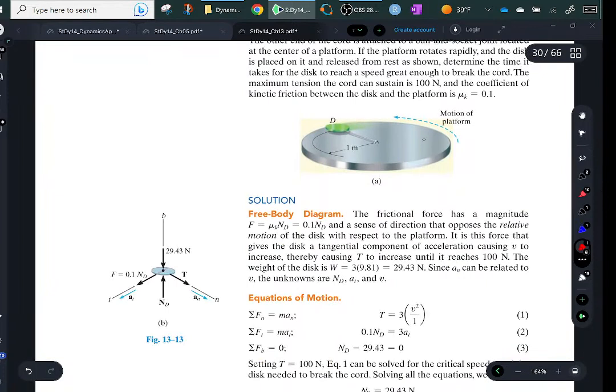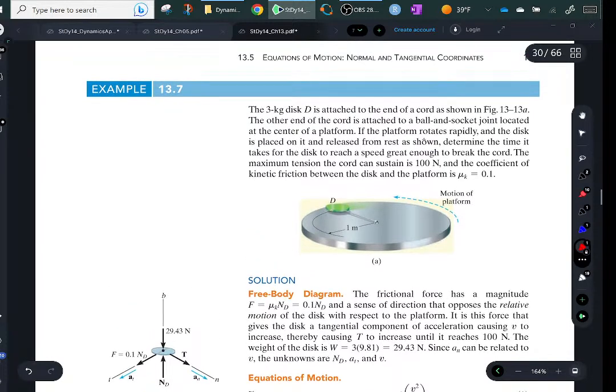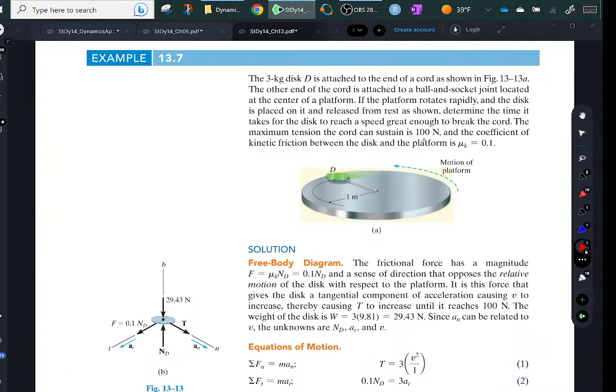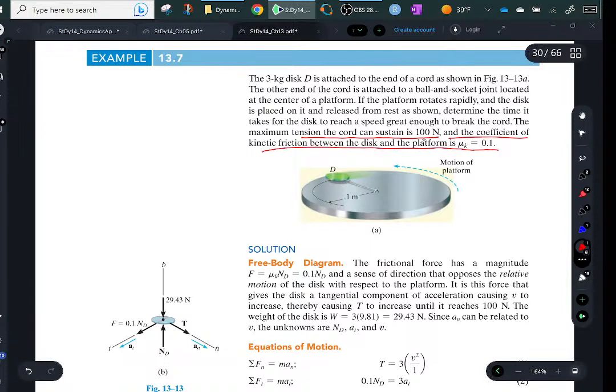Okay, so here you got a mass that's attached to a string. If you look at it, here's your mass. This is down where your string is right here. And so he wants to write this as the normal, and this is the tangential. And so what he's saying here is there's some friction there. The maximum tension the cord can sustain, and the coefficient of kinetic friction between the disk and the platform is that.